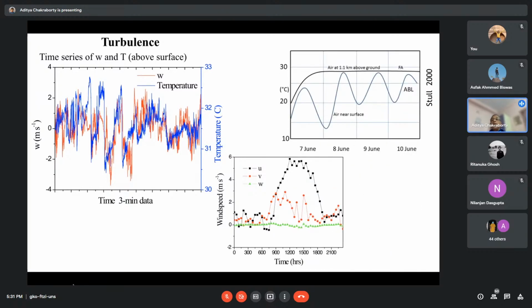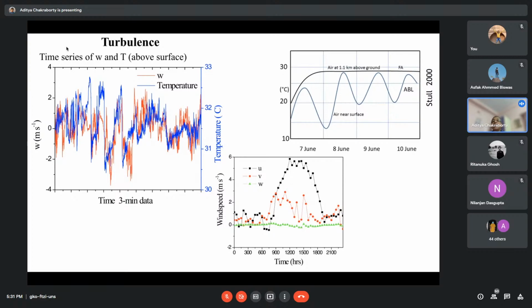So now, I would like to give you another example of the turbulent processes. If you measure the surface temperature near the Earth's surface, we will see this much variation. For example, on 7th June and 8th June, you see there are significant variations. But if you go slightly above, approximately 1.1 kilometer as shown here, and measure the temperature on 8 June, 9 June, 10 June, you see the temperature is almost constant. So there is no variation in temperature.